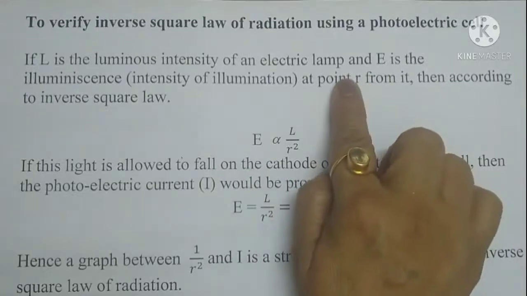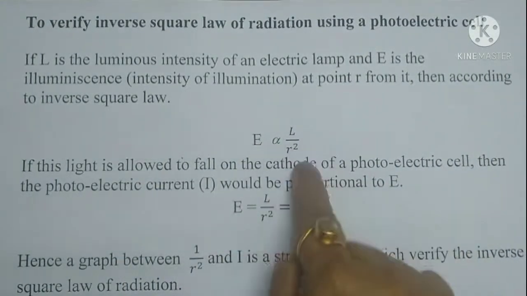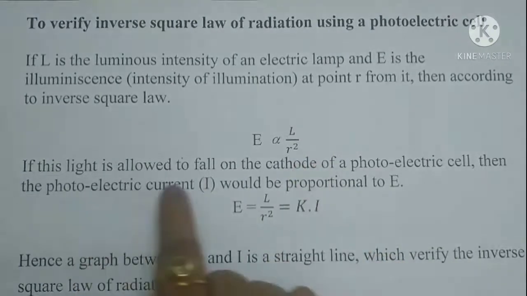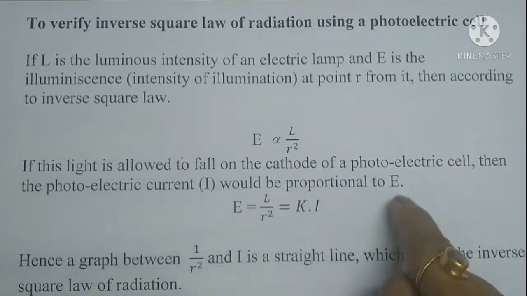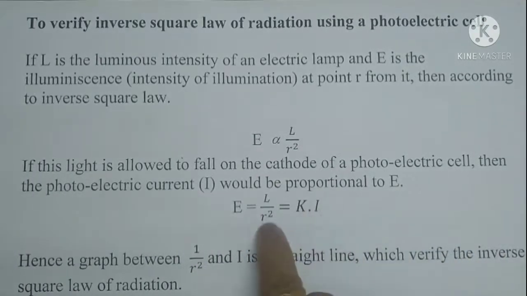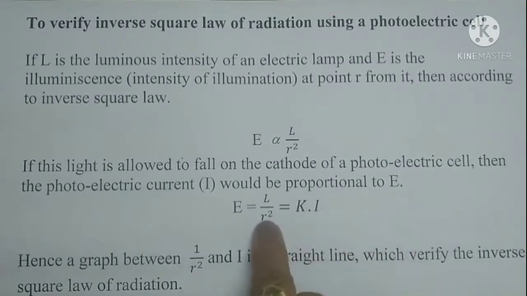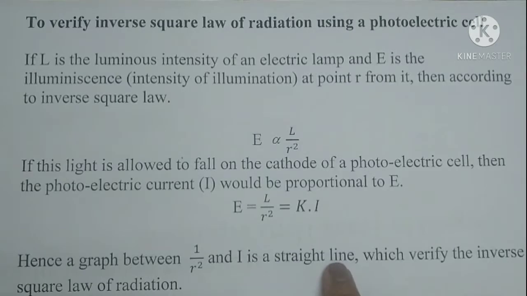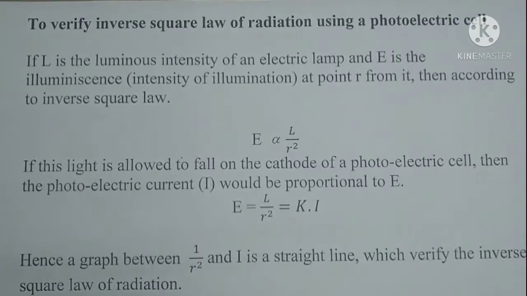Now comes the second part. For verification of the inverse square law, if the intensity of illumination is measured in terms of current, then I is equal to L upon R squared, where L is the luminous intensity and R is the distance of the point from it. So from this we can say that the graph between 1 upon R squared versus I should be a straight line, which verifies the inverse square law.